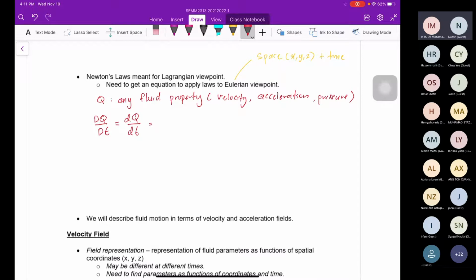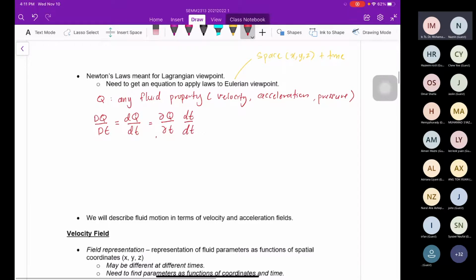Since this is a function of time and space, we write the partial derivative of Q over the partial derivative of t. That is the first expression, in terms of time, plus the second expression, the partial derivative of Q over the partial derivative of x, times dx over dt. If you cancel dx with dx, you get dQ over dt, the same as here.